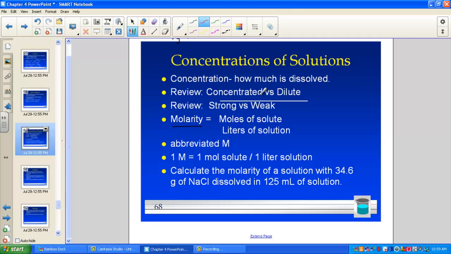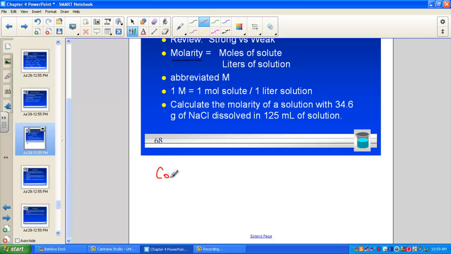We reviewed the terms concentrated and dilute versus strong and weak. Concentrated and dilute, these two terms, let me get that written down, refer to the term molarity. There are certainly other ways to express concentration, but to a chemist the term molarity, which is abbreviated with a large capital M, refers to how much solute in a given amount of solvent.